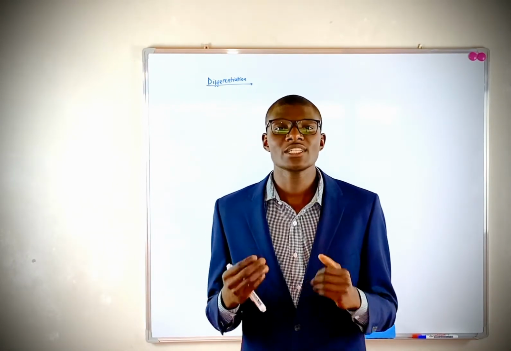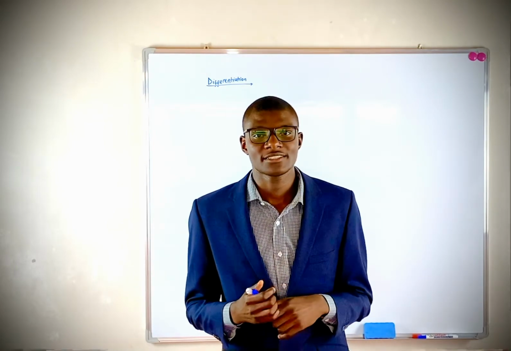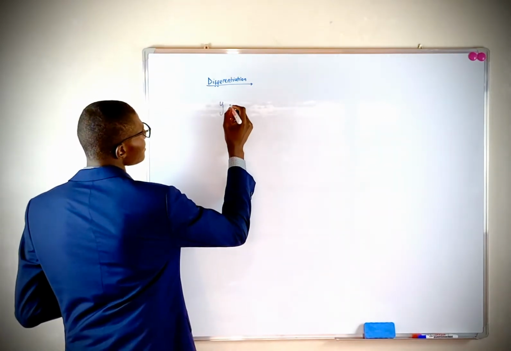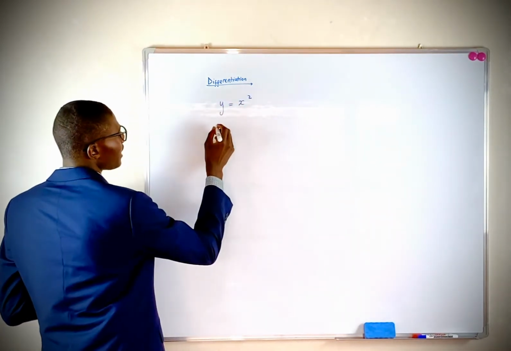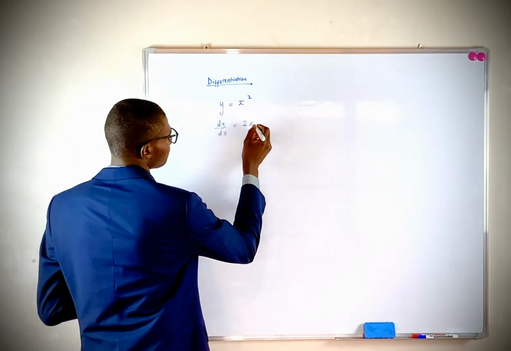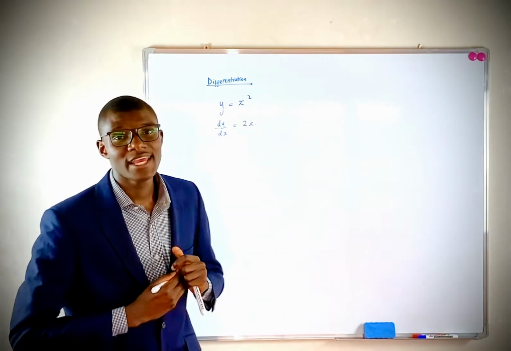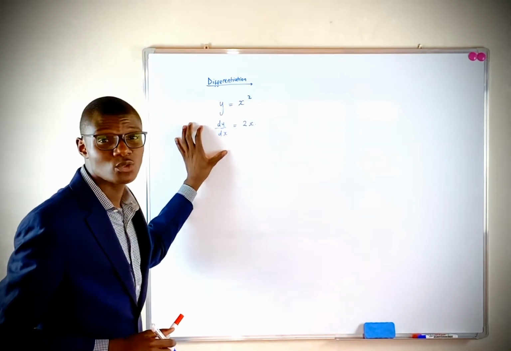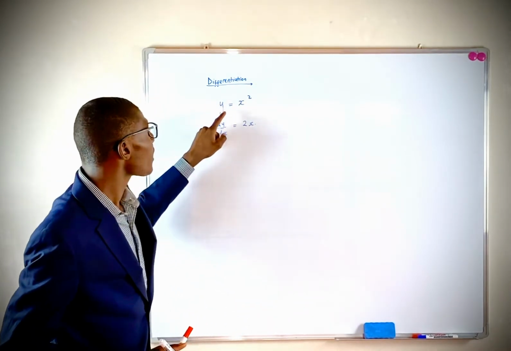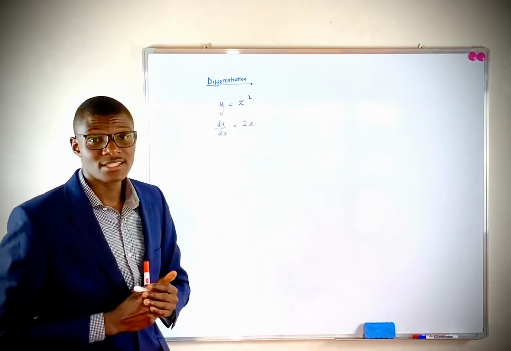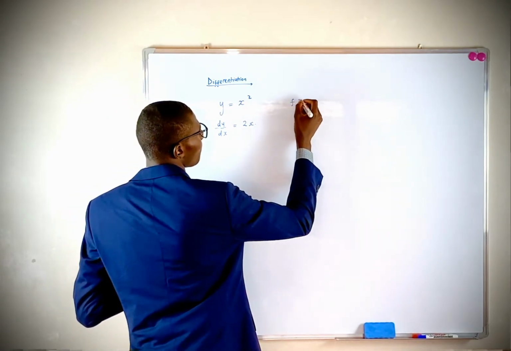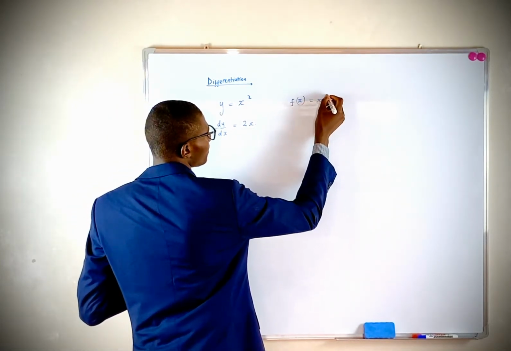So now let's look at the notation that we use when we are differentiating. For a function y is equal to x squared, we say dy by dx is equal to 2x. So dy by dx is the expression that is used to show the gradient function. In other words, we're simply saying the gradient function of the function y is equal to x squared is equal to 2x.